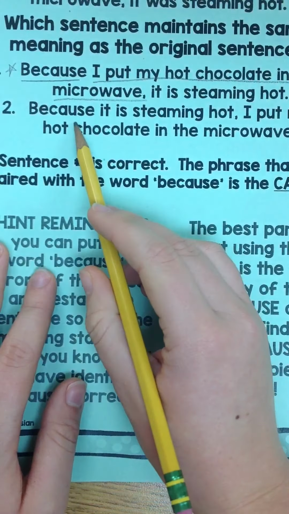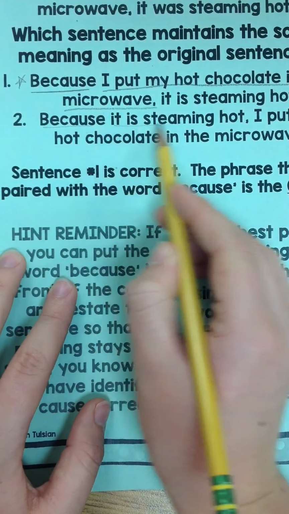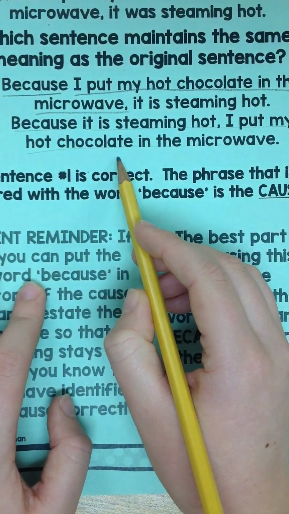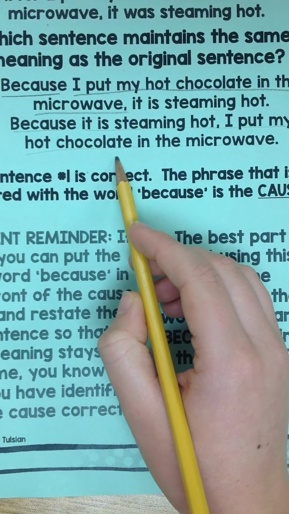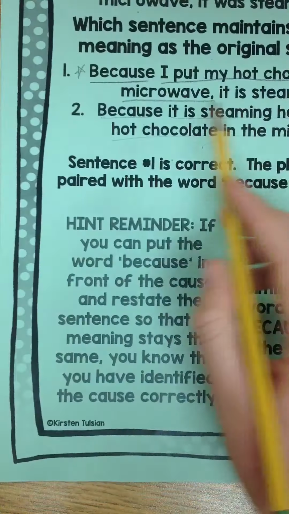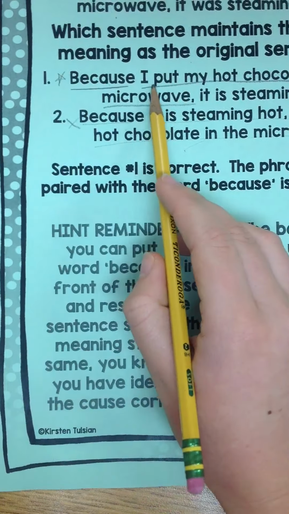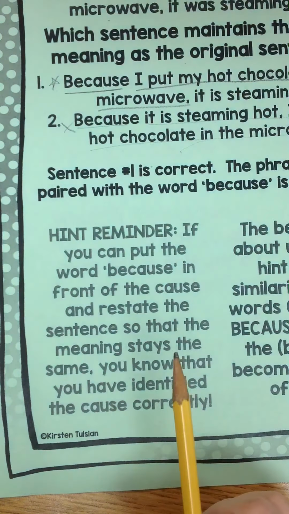Whereas this one, because it is steaming hot, I put my hot chocolate in the microwave. No, that doesn't actually make any sense. If your hot chocolate is steaming hot, you wouldn't put it in the microwave. So since this one doesn't make any sense, we know that this one is our cause right here. I put my hot chocolate in the microwave. That's our cause.